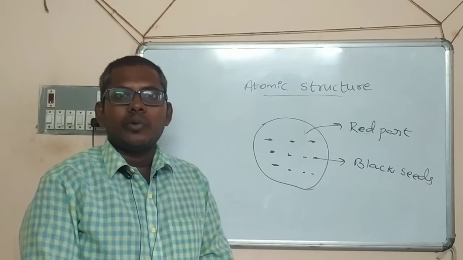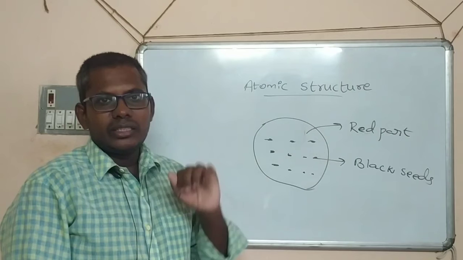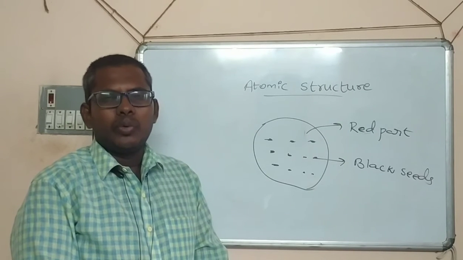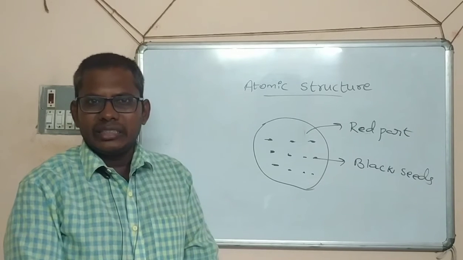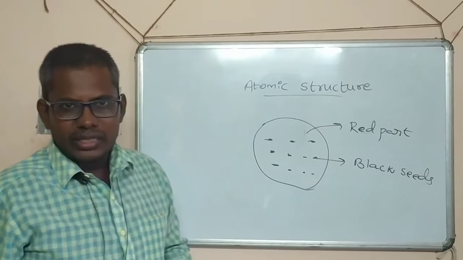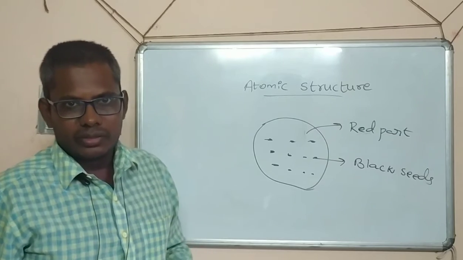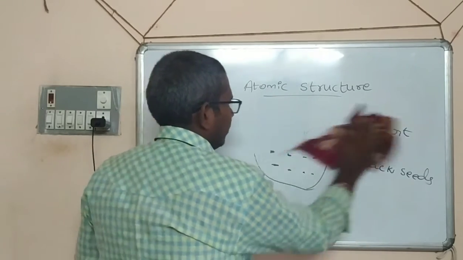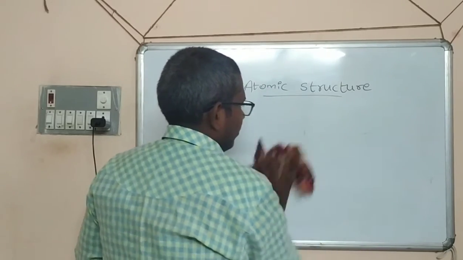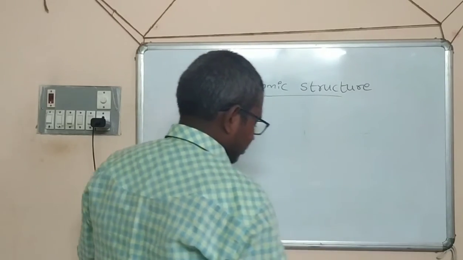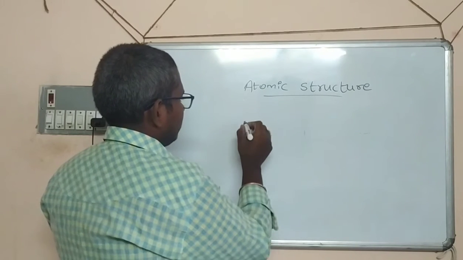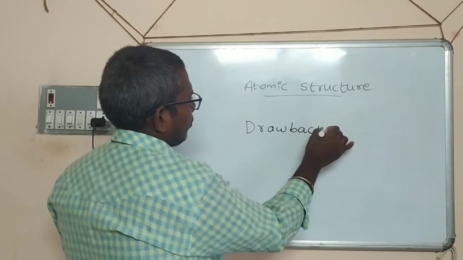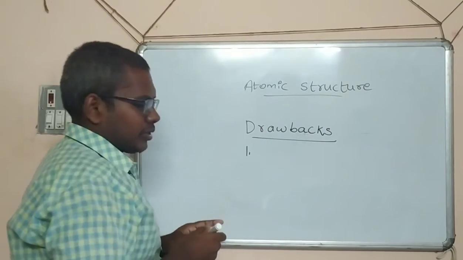Now we will discuss the drawbacks. He said these three points. After that, so many scientists came and proved that some of J.J. Thomson's points are wrong. Those points we call drawbacks. Now we will see the first drawback.